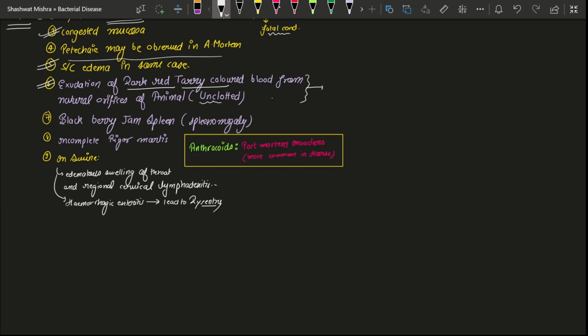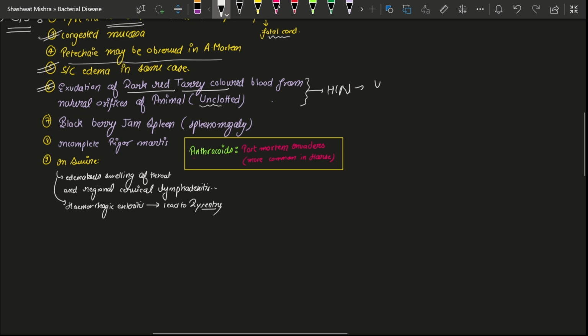But what we can do is presume that it could be a case of anthrax, because in the case of HCN poisoning also, there is no coagulation of the blood. So it could also be a differential diagnosis case. We take a preventive measure before doing the PM examination: we shouldn't open this carcass because it could be anthrax. That's why we do not open up the carcass whenever we see unclotted blood coming out of the natural orifices of an animal.